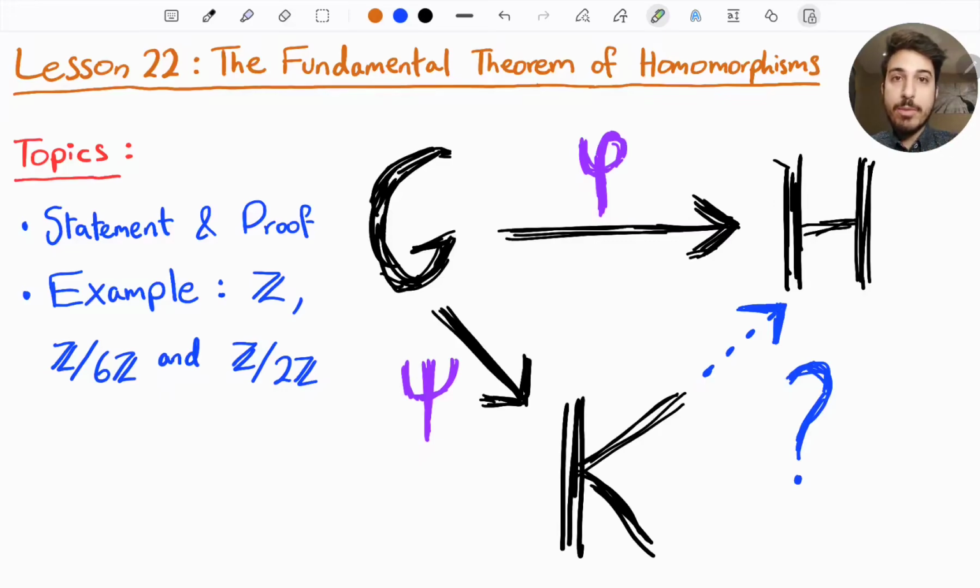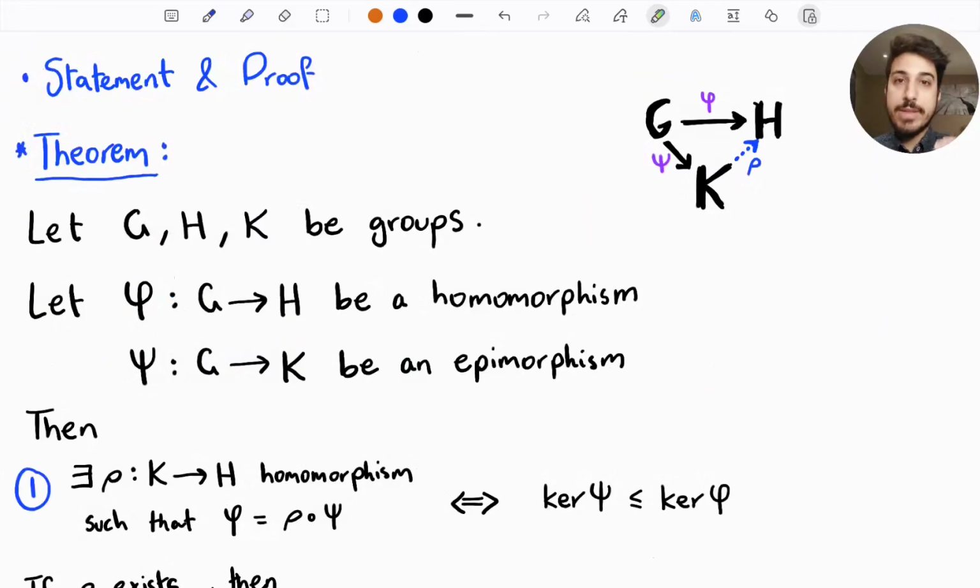So if that homomorphism exists, is it a unique homomorphism? That means if there was another homomorphism with the same property, would it be equal to our original homomorphism? Let's get to it. Throughout this statement and the proof of this theorem, I'm going to keep this diagram somewhere on the screen so that you can always refer to it when needed.